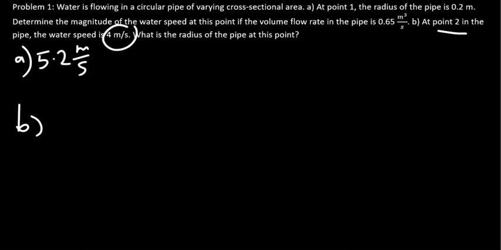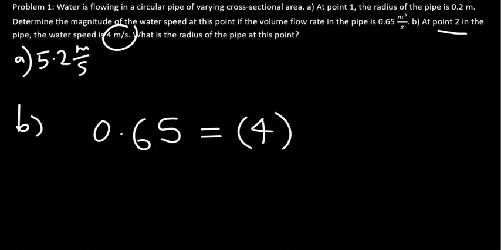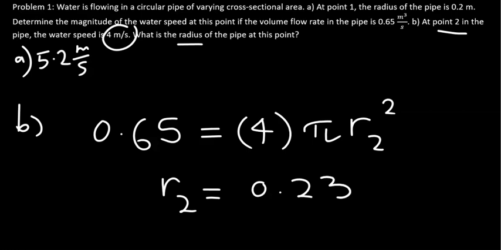So what is the radius there? At point 2, the flow rate must still be 0.65 cubic meter per second. At point 2, we do know the speed. The speed is 4. But we don't know the area because we don't know the radius. The area is given by pi radius at point 2 squared, and we can solve for R2. When you do that, you will get R2 to be 0.23 meters, or 23 centimeters. And that solves the problem.